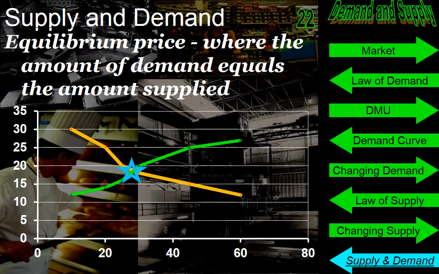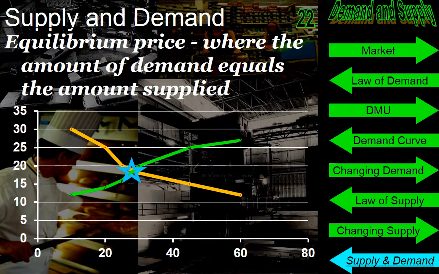This is Chapter 7, Demand and Supply, Discussion Number 4, Equilibrium Point and Government Actions. So what happens if we put a demand curve and a supply curve on the same graph?